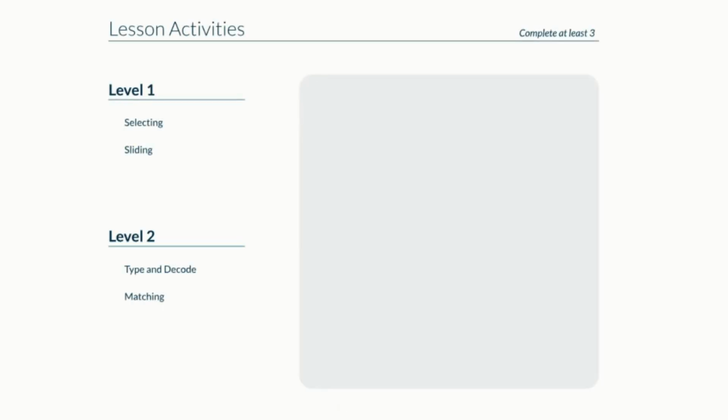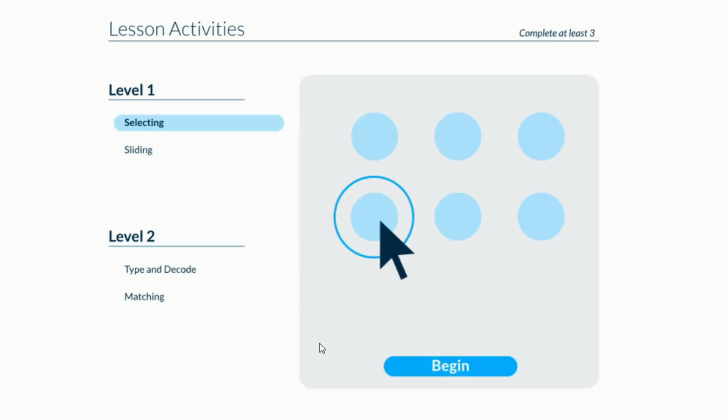Select 3 activities for additional practice. Think about the level of challenge that is best for you. Choose this activity to practice selecting blends. You will hear some words that have a blend in them. Click on the button that has the sound of the blend you hear. For example, in the word twig, which blend do you hear? Twig. You hear a TW blend. So click on the button marked TW.